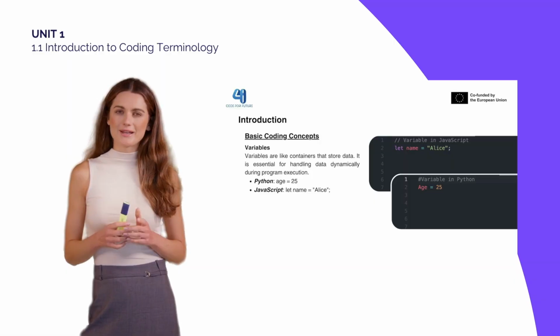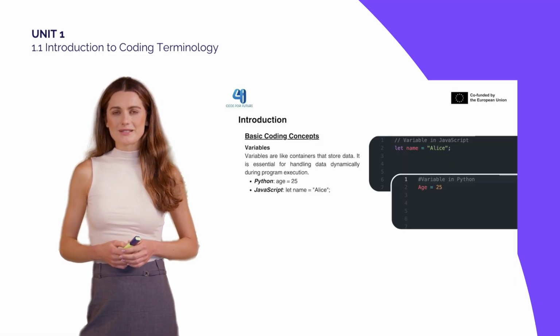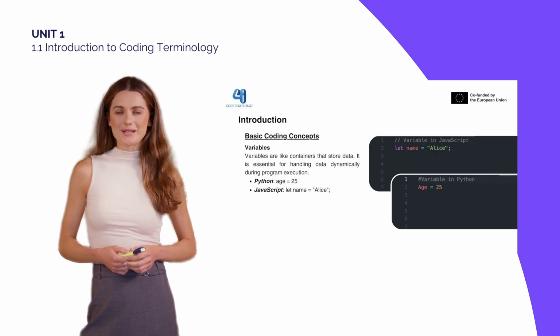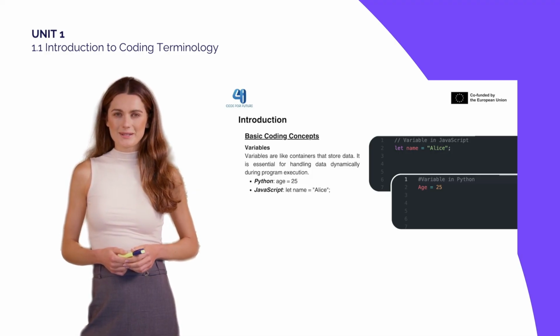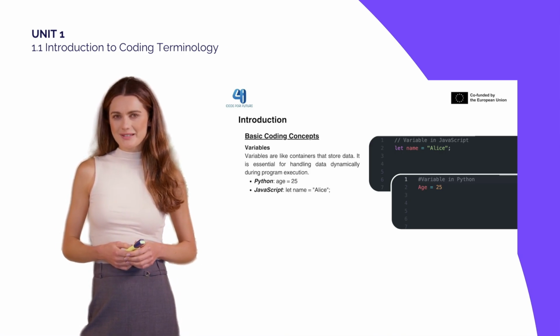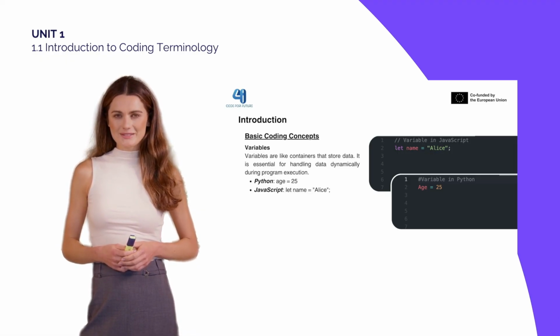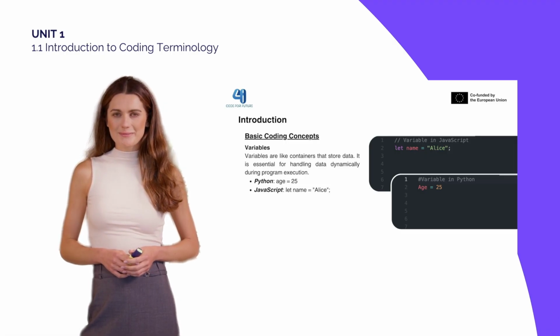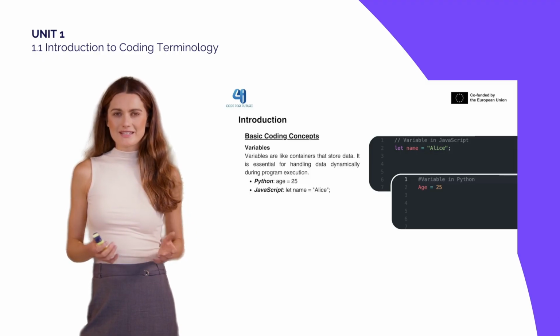In programming, variables are like containers that store data. They allow us to save information and use it later in the program. For example, in Python, we can store an age like this, age = 25. In JavaScript, we can store a name like this, let name = "Alice". This means that whenever we use the variable age, the computer knows it represents the number 25. And whenever we use name, it represents Alice. Variables help make programs dynamic and allow us to handle changing data easily.